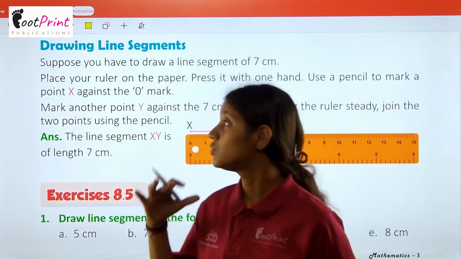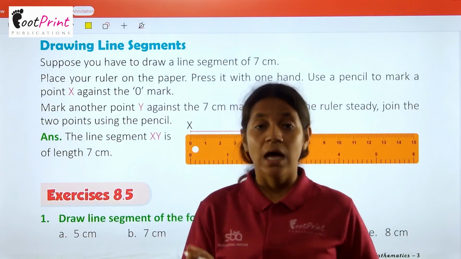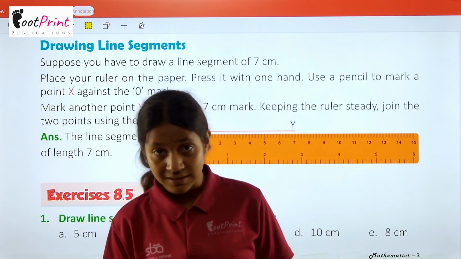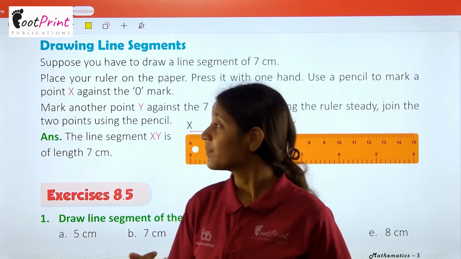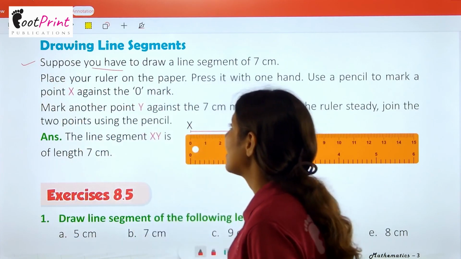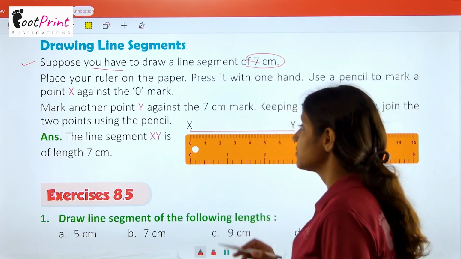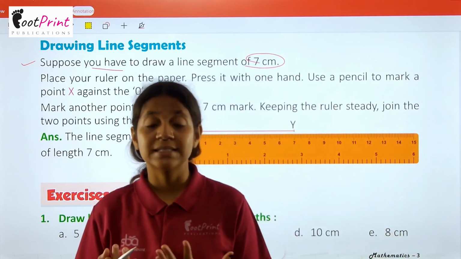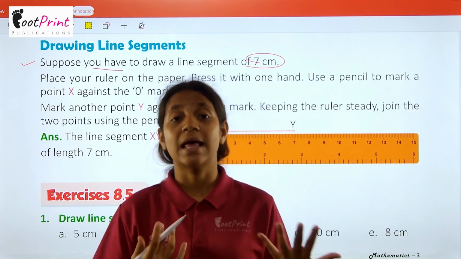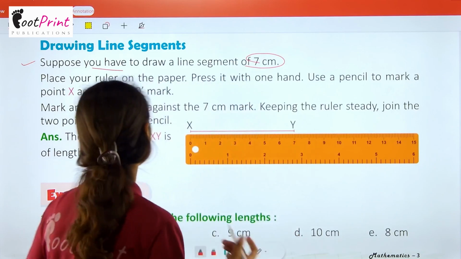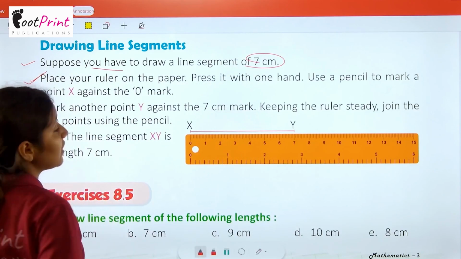Now we have drawing line segments. We can draw a line segment also with the help of a ruler only. So see here, suppose you have to draw a line segment of 7 centimeter. So what we will do, here we have steps.